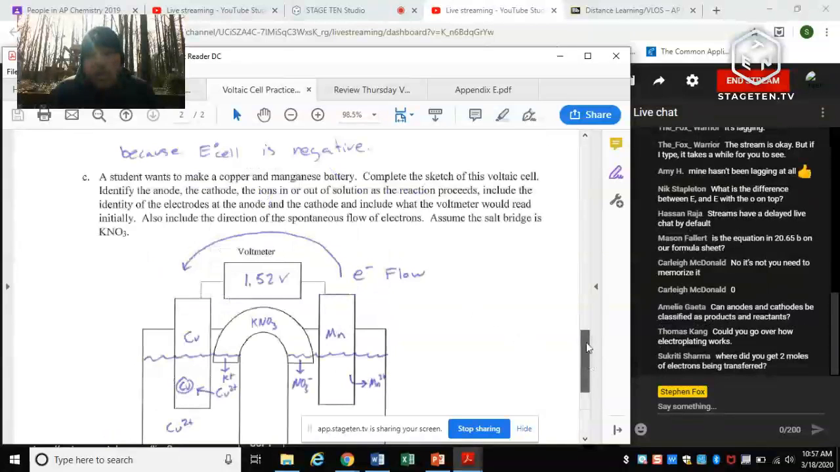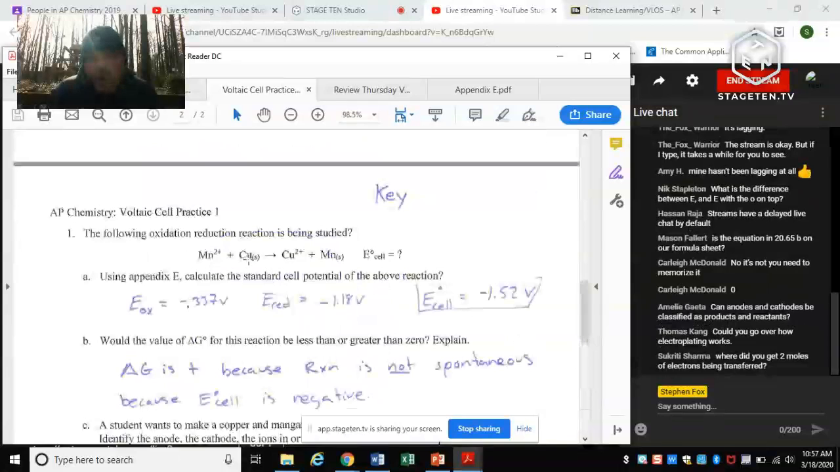If you looked at the half reactions, just look at the half reaction. You would have copper yields copper 2 plus. Well, how many electrons would copper have to lose to go from 0 to 2 plus, right? Copper would have to lose 2 electrons, so it's 2 electrons being produced by the oxidation of copper. And for manganese to go from 2 plus to 0, it would have to gain 2 electrons. So 2 electrons would be produced from the oxidation, and 2 electrons would be required for the reduction. All right, does that make sense? Does that answer your question?